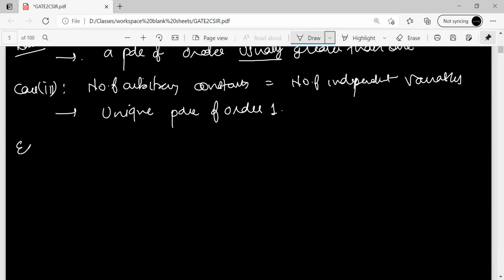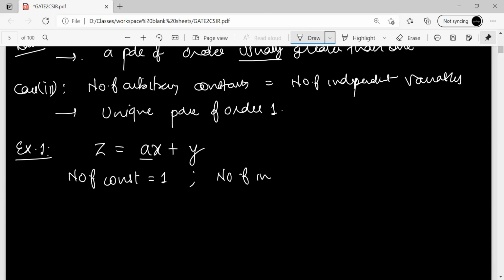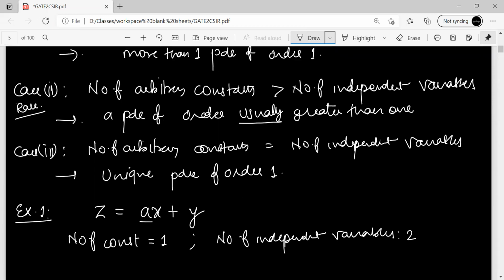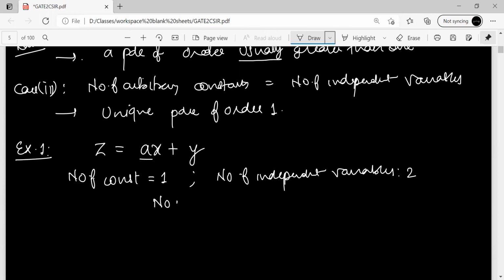Example 1. Let's say you have z equal to ax plus y. Write down here: number of constants equal to just 1. Number of independent variables are x and y, so that is 2. So here we have got number of constants less than number of independent variables.